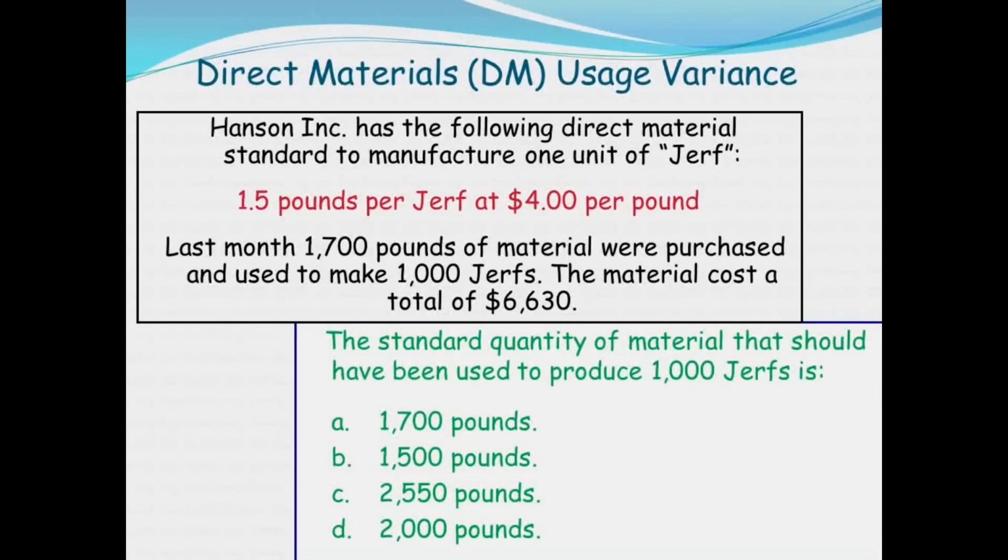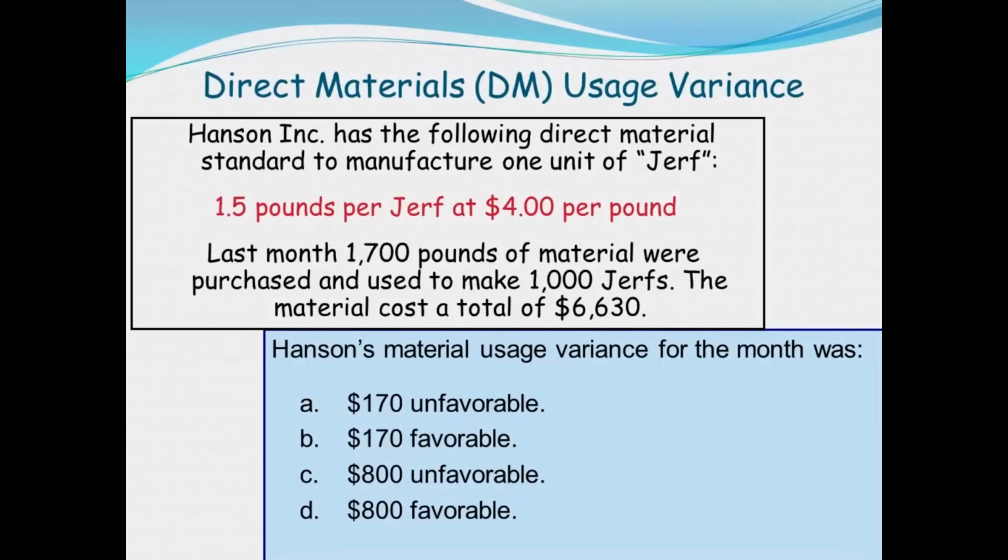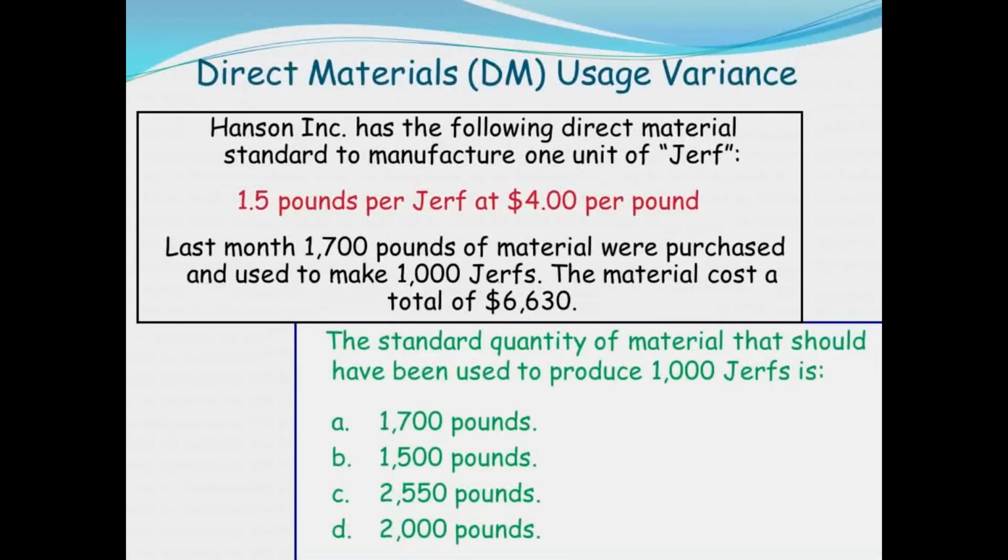Next, same stuff on the top. The standard quantity that we should have used to produce 1,000 jerks is what? Everybody. 1,500. That's what it says right here. So that's B. You use 1,000 jerks as opposed to 1.5 pounds per jerk. Yes, exactly. That's your standard quantity per jerk when we say 1,000 jerks.